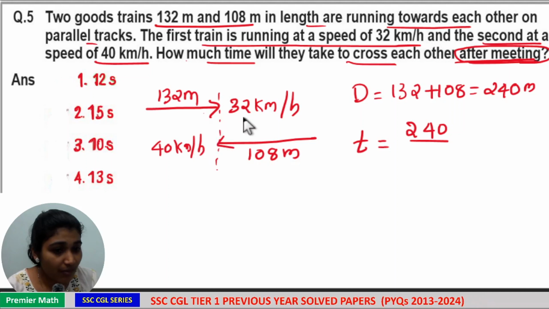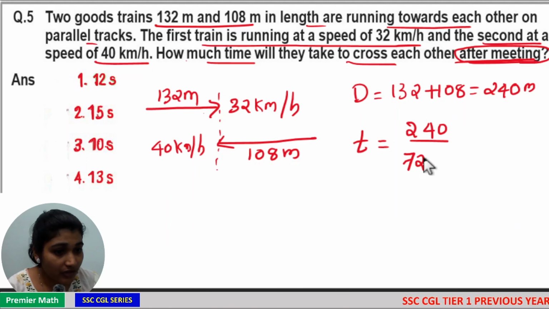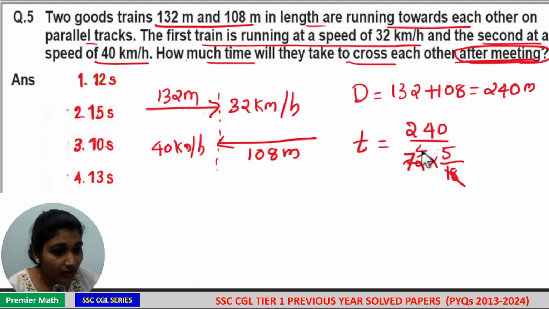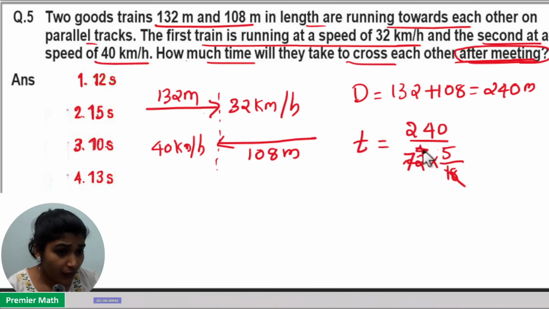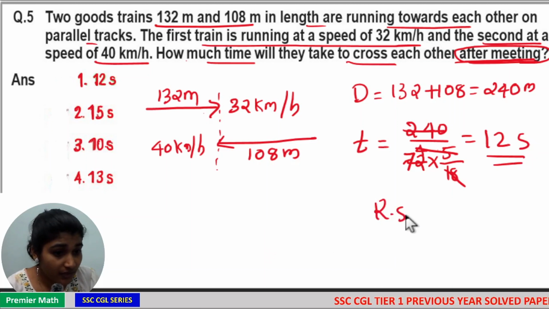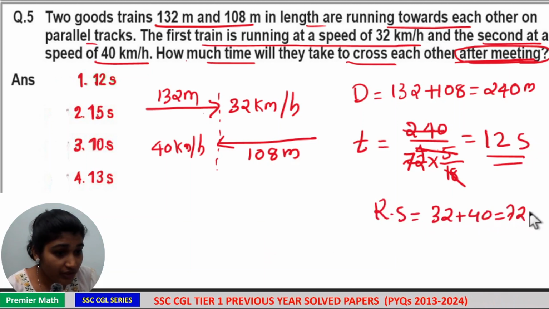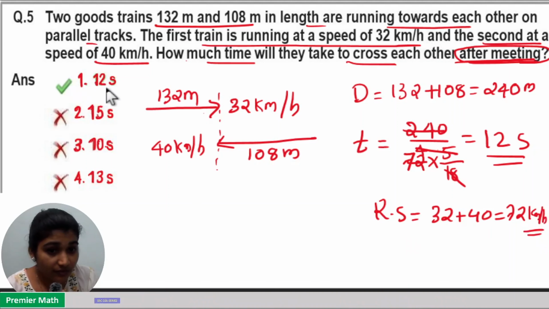So take the sum of these speeds, which is equal to 32 plus 40, 72 kilometer per hour, converted into meter per second. That is 72 into 5 by 18. 18 goes 4 times in 72. 4 into 5 is 20. 20 goes 12 times in 240. So 12 seconds. Here relative speed is equal to 32 plus 40, 72 kilometer per hour. Option 1 is your answer.